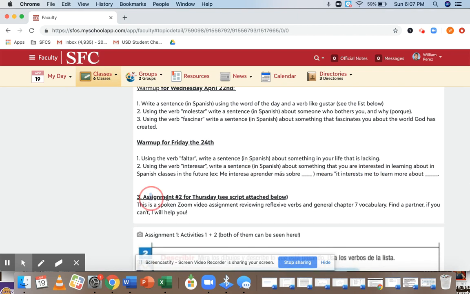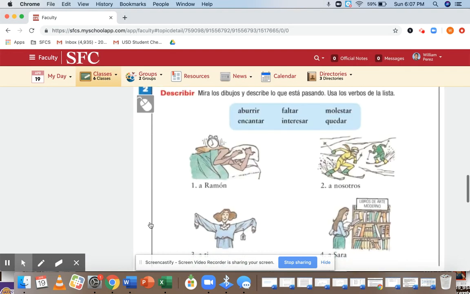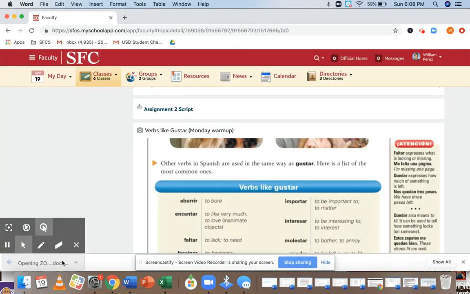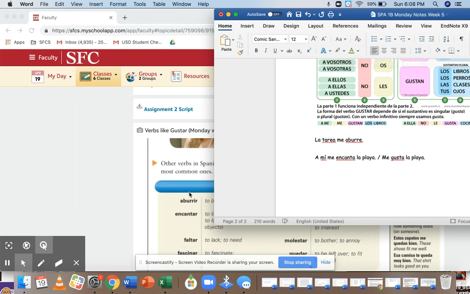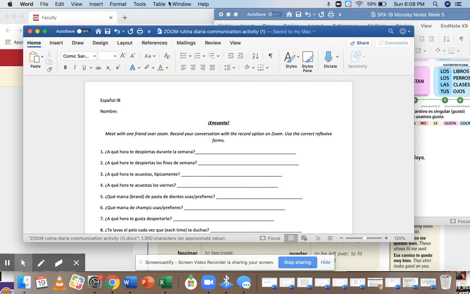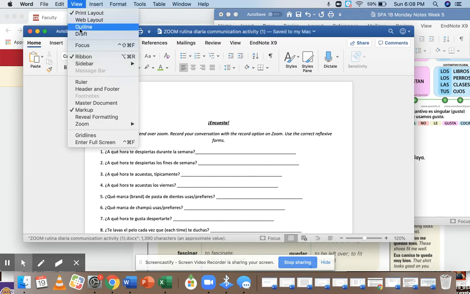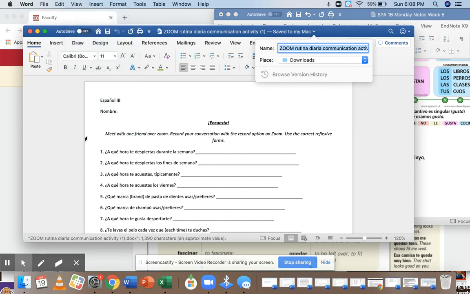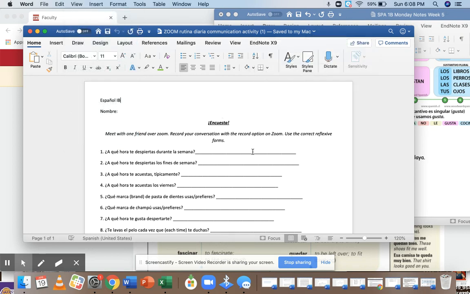And then assignment number 2 is a spoken Zoom video assignment, reviewing reflexive verbs and general Chapter 7 vocabulary. Find a partner or I'll do it with you. Click on assignment number 2 to download it. Open that up. Here it is. Okay, so this is a bigger spoken assignment than the last one, but the questions are a lot easier. That's the deal.